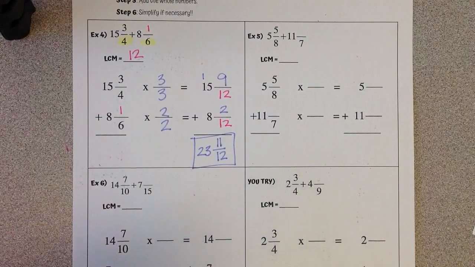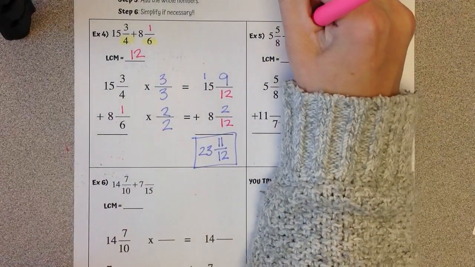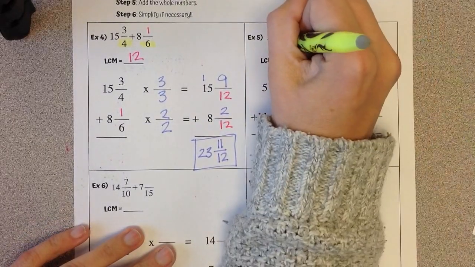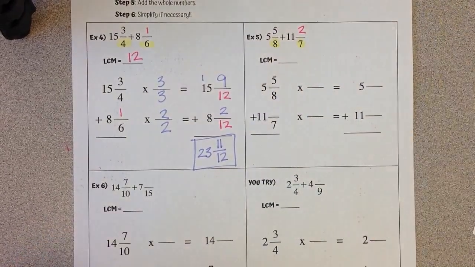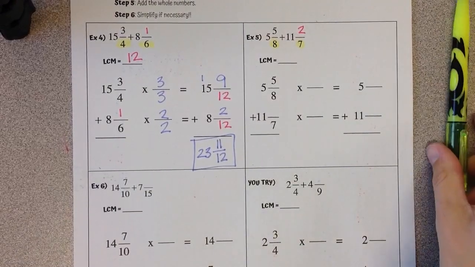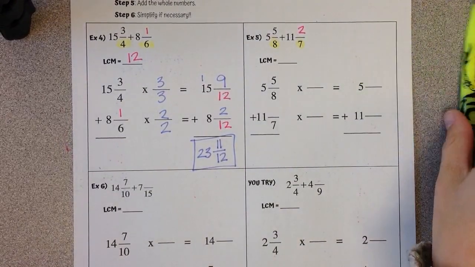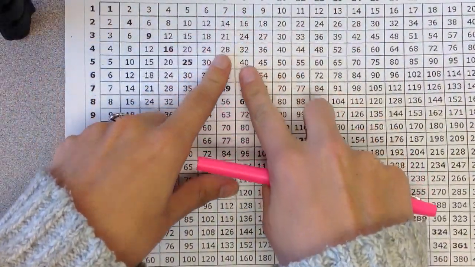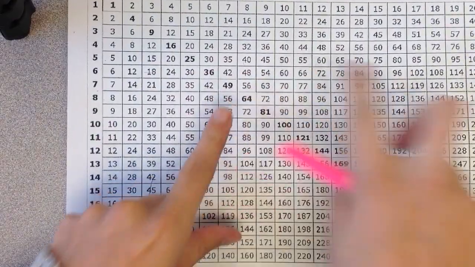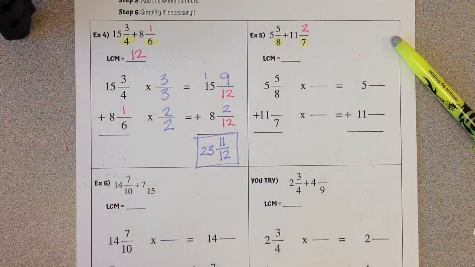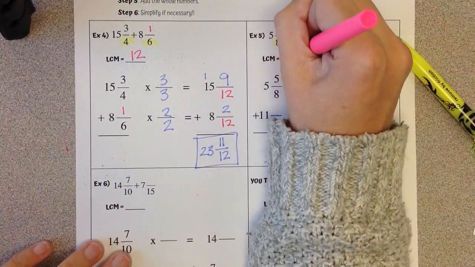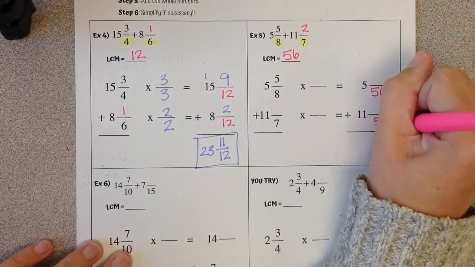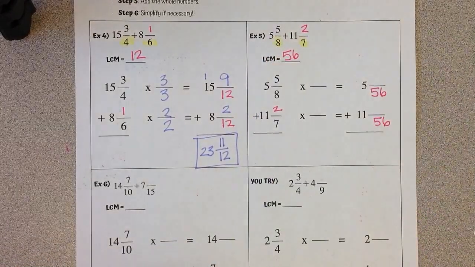Number 5, 5 and 5/8 plus 11 and 2/7. First step, we're going to find that least common multiple of the denominator. So we're looking at the 8 and the 7. We need those to be the same. If we look on our multiplication chart, the lowest number that they both multiply into is 56. So that means the denominator in our answer needs to be 56. And now we need to convert.